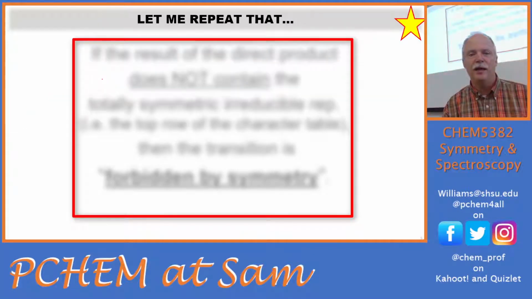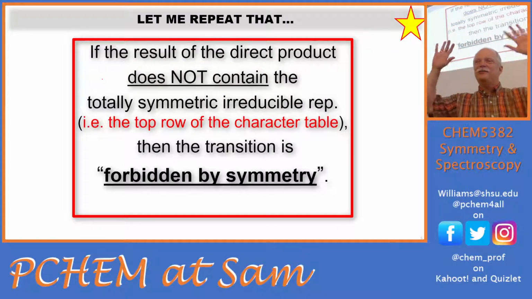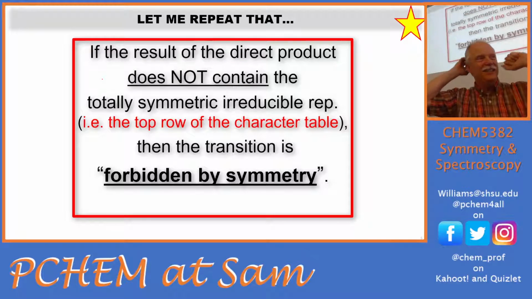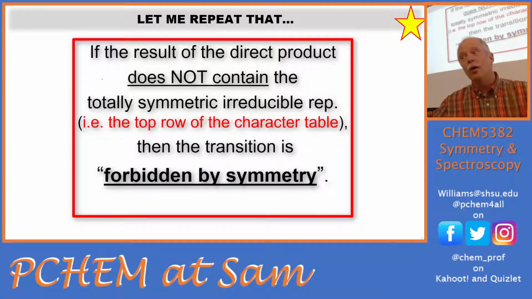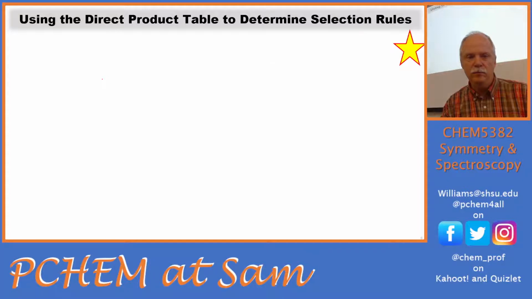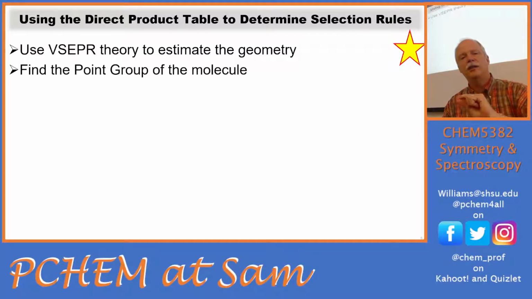So I just want to repeat that. If the symmetry doesn't work out, then that transition is forbidden by symmetry. And what does work out mean? It means that the product of all three of those functions, or more, if it's a combination band or something like that, has to contain the top row. And we'll understand what that means in a little bit. We're going to do some of these transition dipole moment integrals. So to summarize, we use VSEPR theory to estimate the geometry.